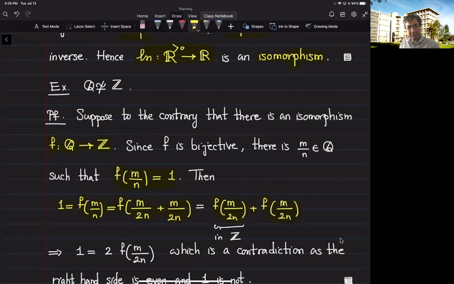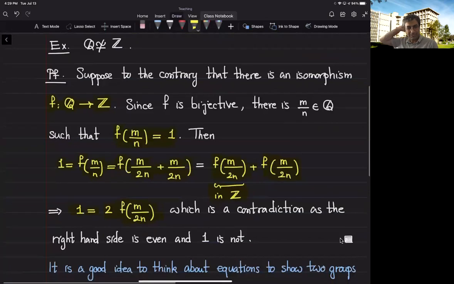But now notice, f is a function from Q to Z. So f of m over 2n is inside Z. All of a sudden, I'm writing 1 as an integer multiple of 2 because I'm adding this guy to itself. I'm getting twice this integer. This is a contradiction because this side is odd and this side is even. So we get a contradiction, and therefore there is no isomorphism between Q and Z.